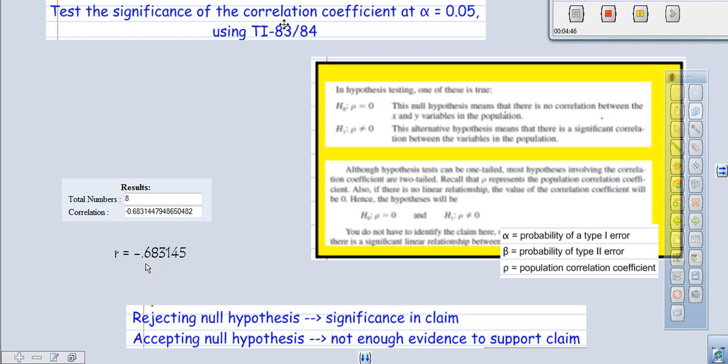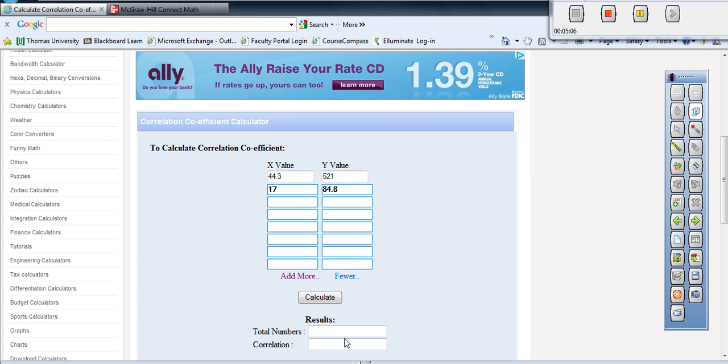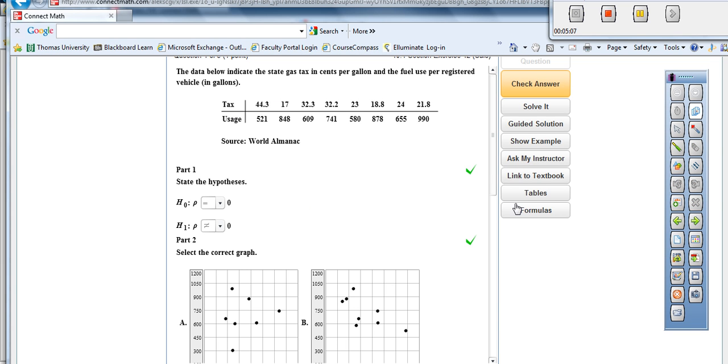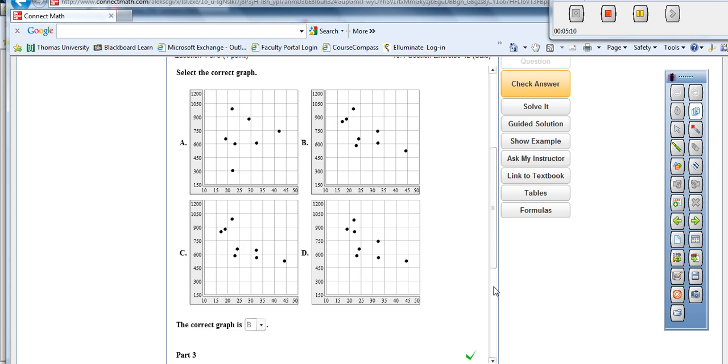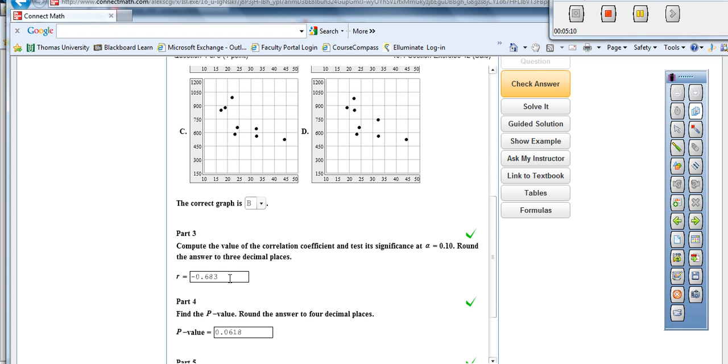But now we have a correlation coefficient. That's what the next step said in Connect. So we go into Connect, and in Connect we enter that correlation coefficient. You'll notice right here in the answer blank it says round your answer to 3 decimal places. So you take that correlation coefficient and round it to 3 decimal places, and there you go.